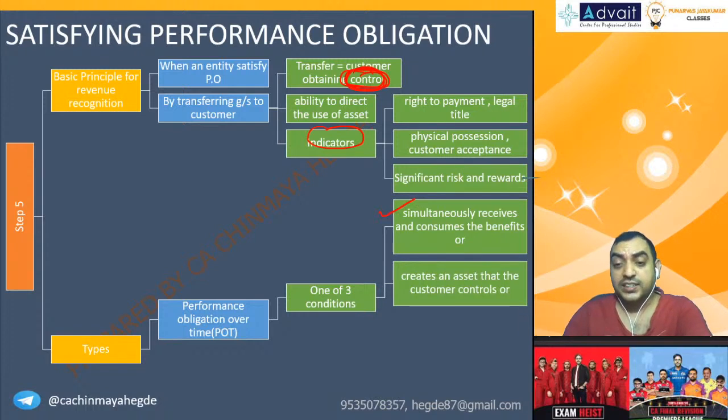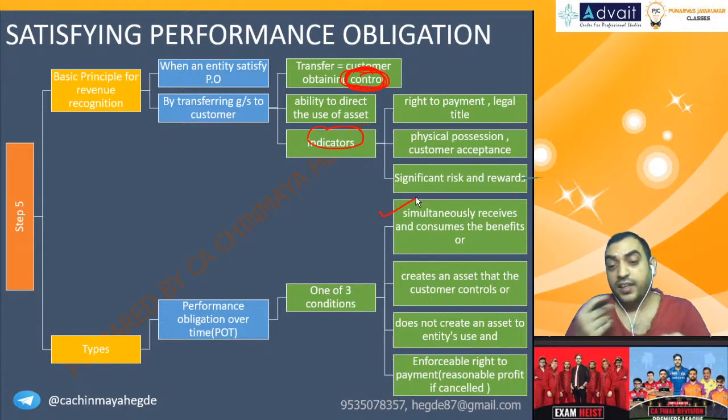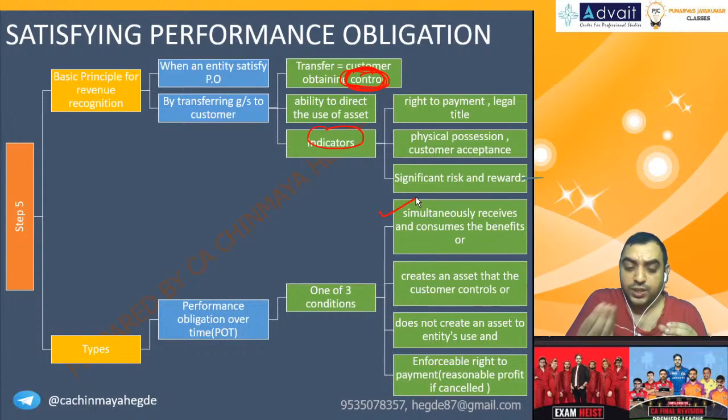Second: creates an asset the customer can control. This means the seller provides the goods. For example, the contract is to install 10 lifts in a building. Now the condition is, unless all 10 lifts are completed, they cannot be used. That means when one lift is completed, the customer cannot start using it. Second lift is completed, the customer cannot use it. So it is not performance obligation over time.